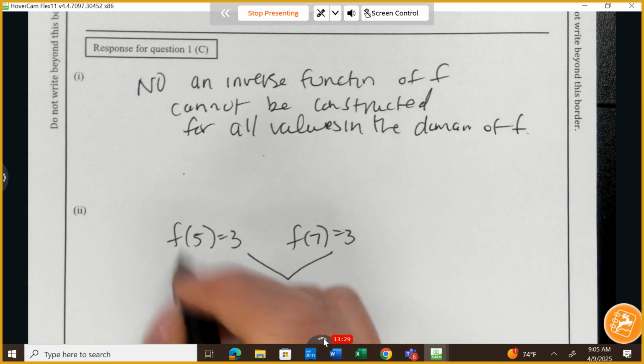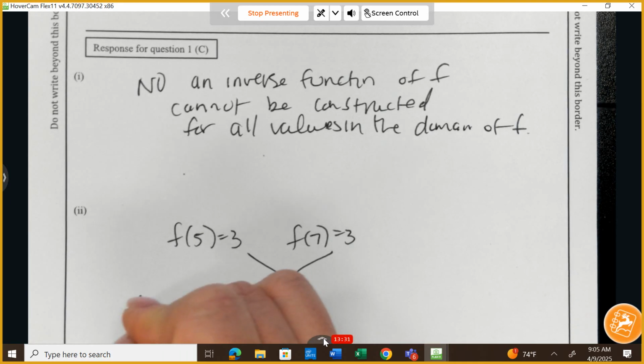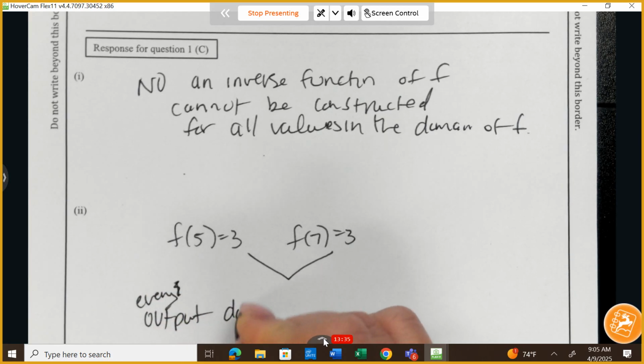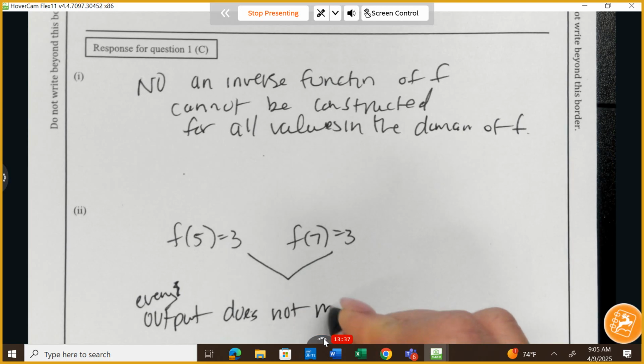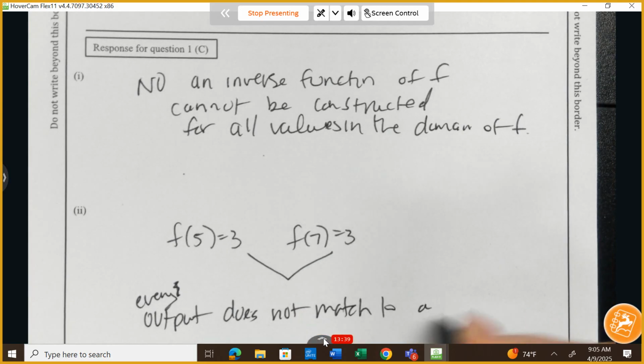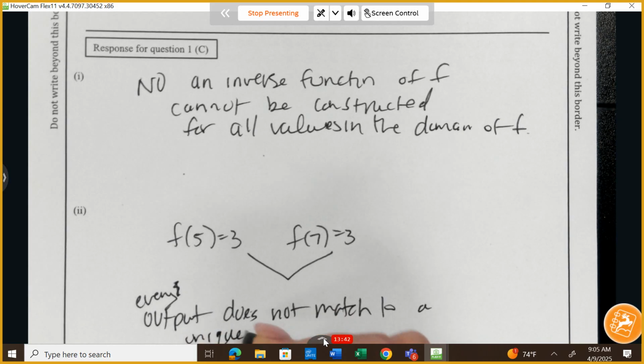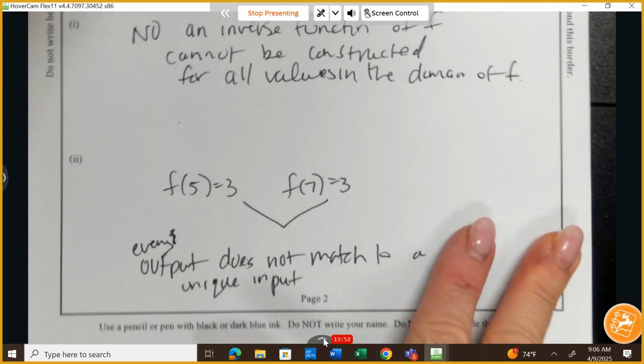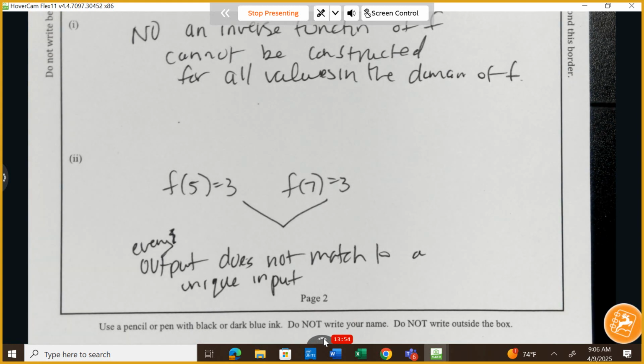output does not match to a unique input. Don't leave please, every output does not match to a unique input. It does not pass the horizontal line test. I gave an example, and then I said every output does not match to a unique input.